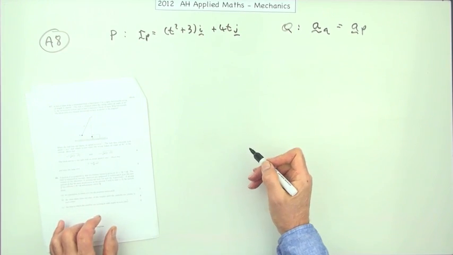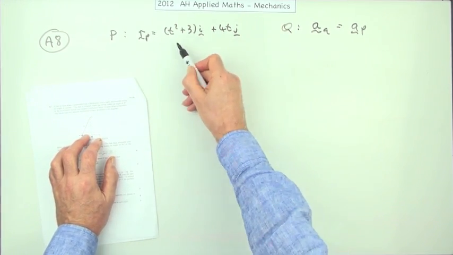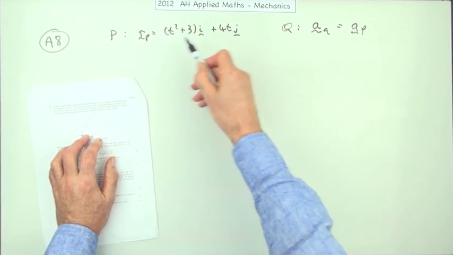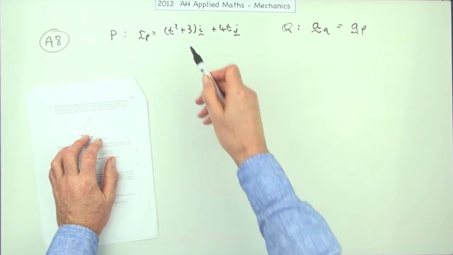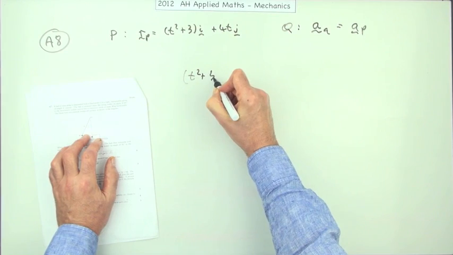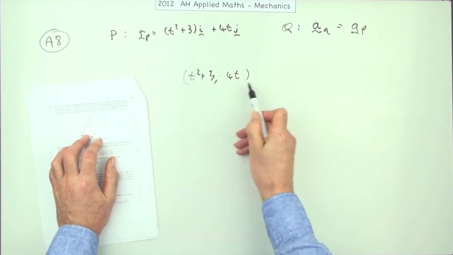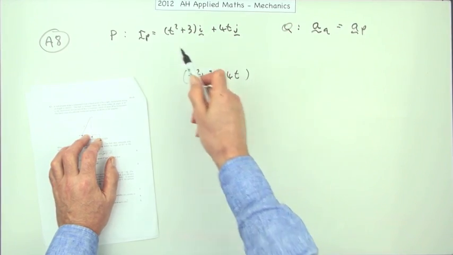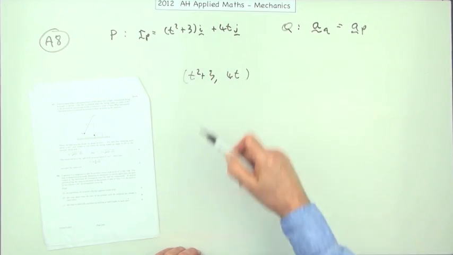However, for the rest of the question, just to save a bit of the tedium, I'm not going to keep expressing them in terms of the full linear combination of the unit vector, base vectors. For this, I would just write it down as t squared plus 3, 4t. Just putting it in component form, just using a row vector to represent that. But when I get the answer, I'll put it back again. It just saves a little bit of writing.